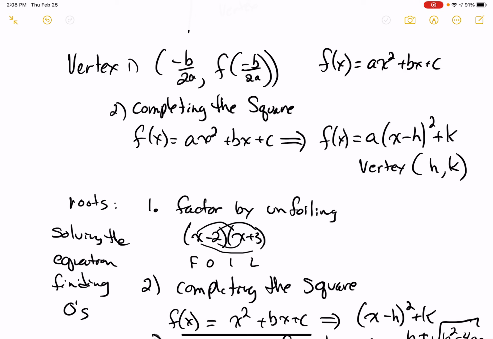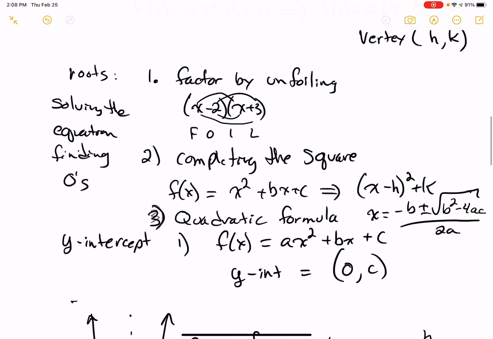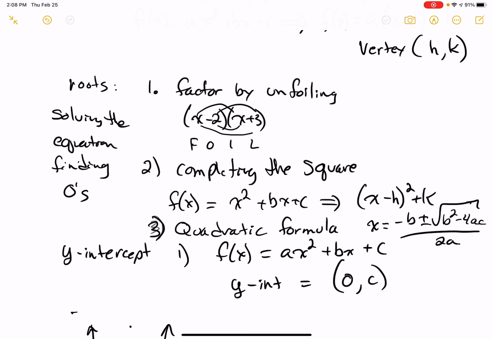To find the solutions or the roots, there are three things that you can do. The first one is to factor that equation. You guys have already spent a lot of time in algebra 2, pre-calculus, all of your grade school classes up until getting to this point, factoring by unfoiling. That means taking your quadratic and making it into its two linear factors.